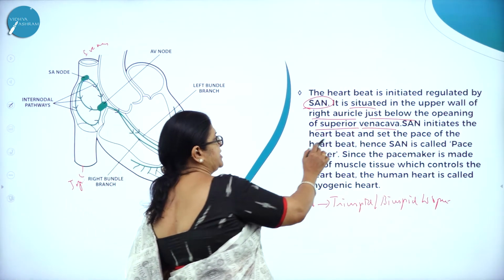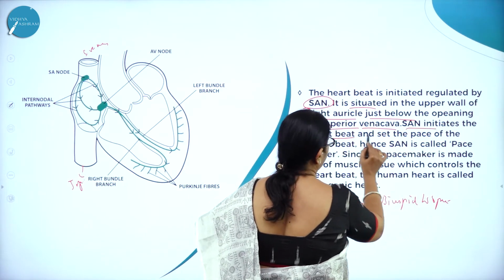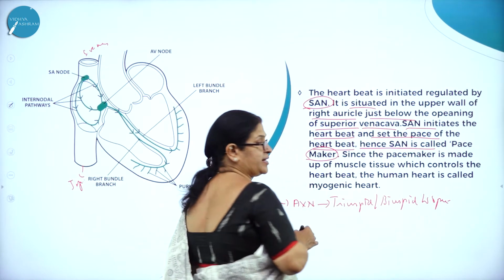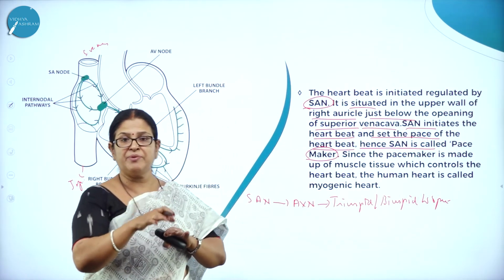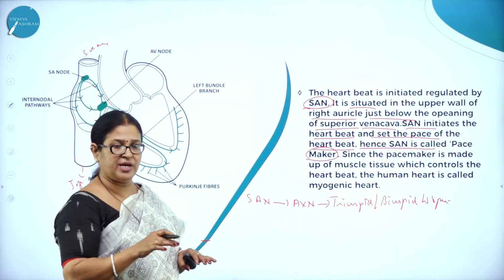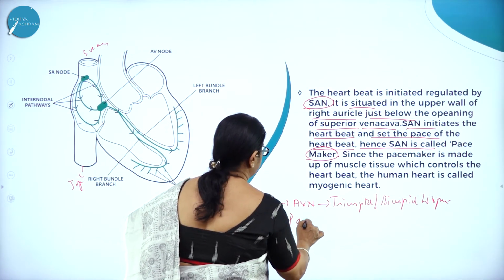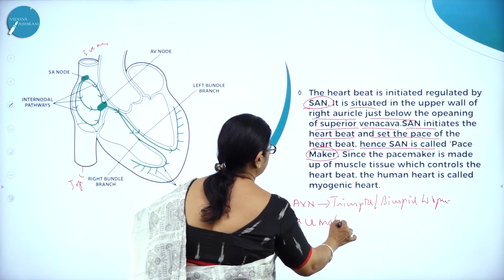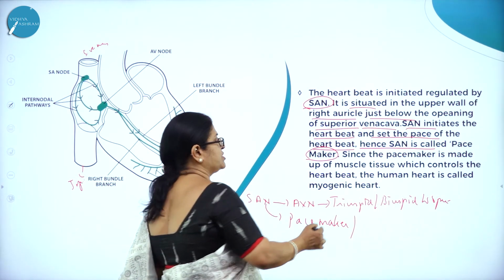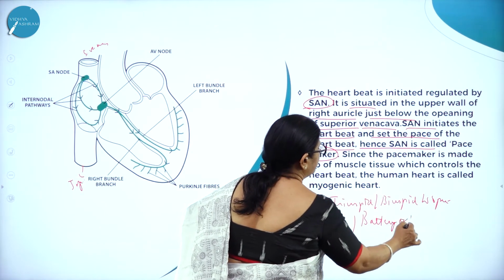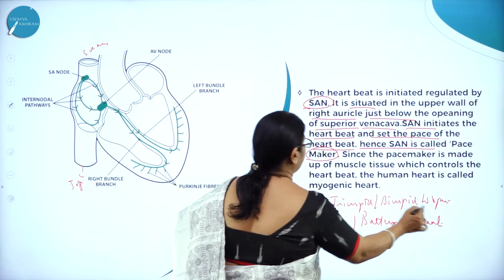So the SAN initiates the heartbeat and sets the pace of the heartbeat, hence SAN is called the pacemaker because it sets a rhythmic contraction and relaxation of the heart. So SAN is called a pacemaker, or in common words we use the word battery of the heart, battery of the heart.